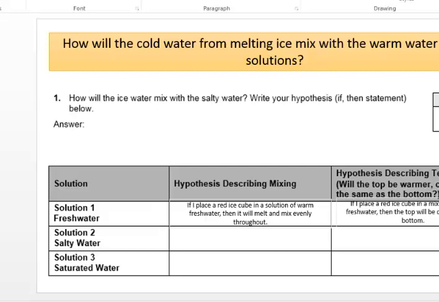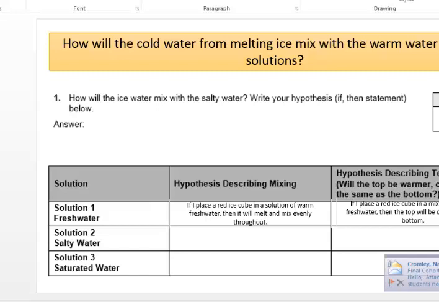On to the temperature. If I place a red ice cube in a mixture of warm salty water, then the top will be blank than the bottom. The top will be the same as the bottom. The top will be colder. The top will be warmer. What do you think? And the same for the saturated water. If I place a red ice cube in a solution of warm saturated water, then it will melt and blank. Stay at the top, float to the bottom, mix evenly throughout.